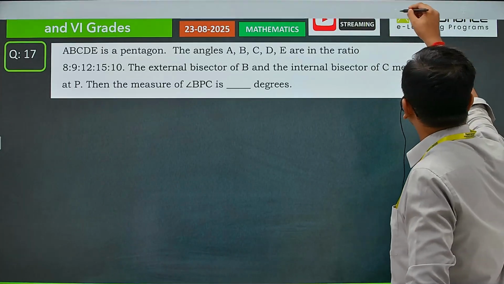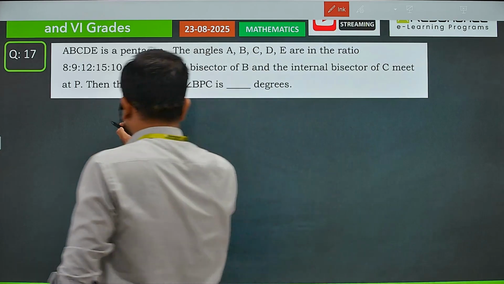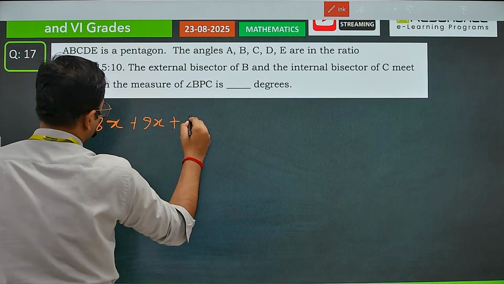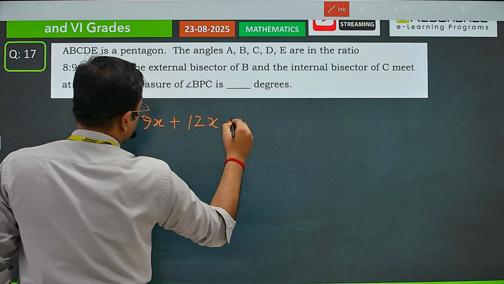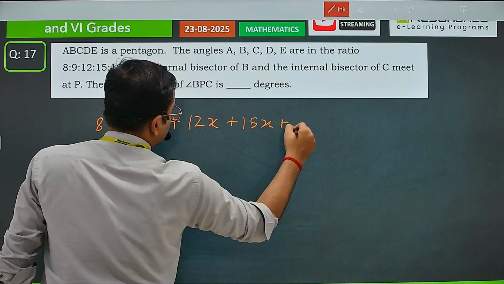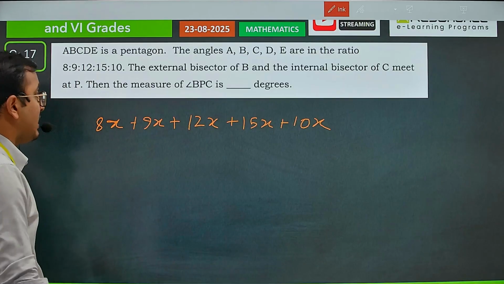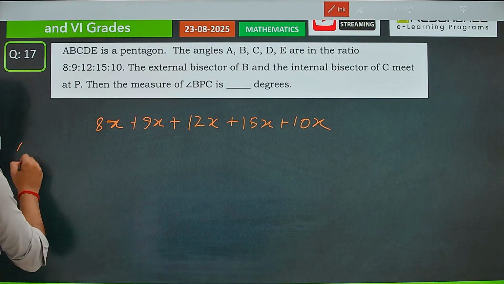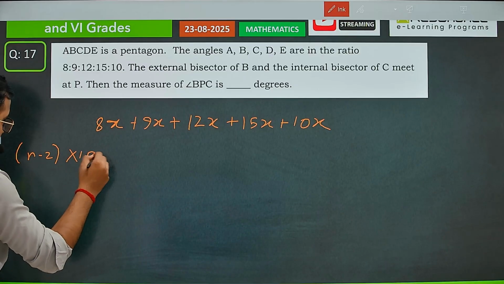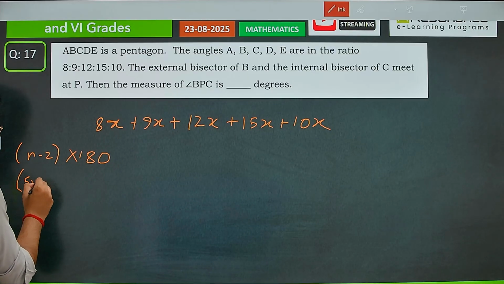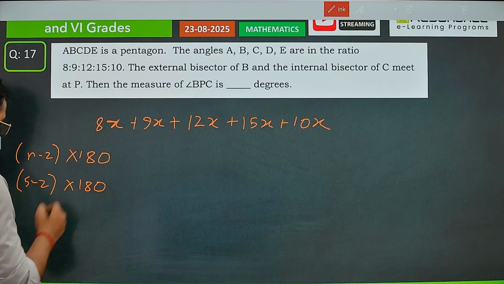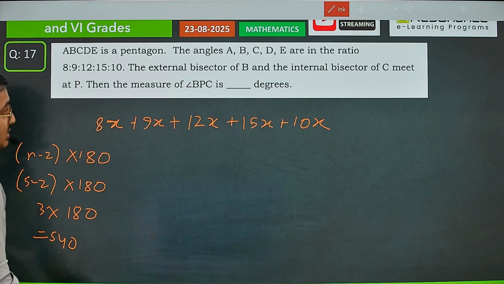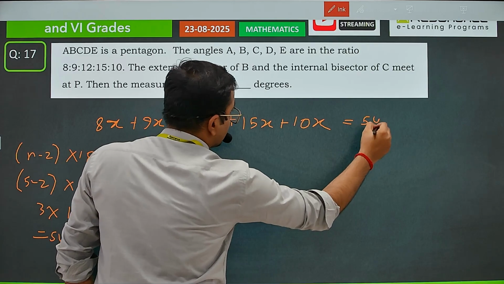Okay, so let's start with that. 8x plus 9x plus... always converting the ratio into the x value makes the question very simple. We know the angle sum property of a polygon, that is (n minus 2) into 180, where n is the number of sides. So (5 minus 2) into 180, that is 3 into 180, that is 540. So therefore this sum is 540.